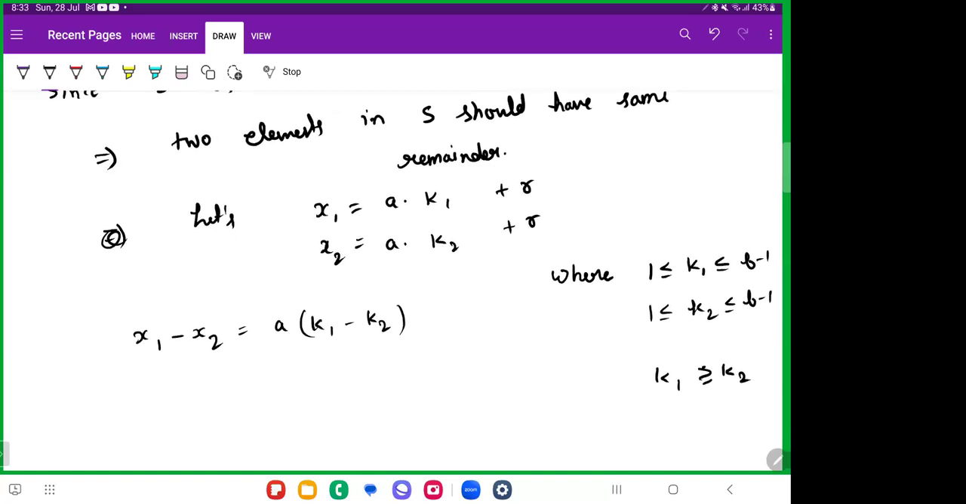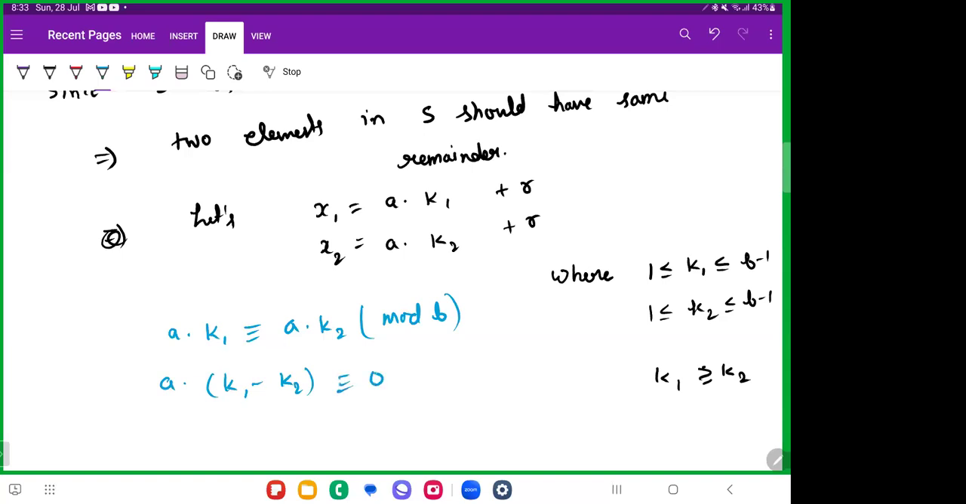What does this line mean? Let me explain. This means that x1 is congruent to, more precisely, a dot k1 is congruent to a dot k2 mod b. This is the same thing, because r minus r is 0. So because the remainder is 0, this thing, a dot k1 minus k2, is congruent to 0 mod b.